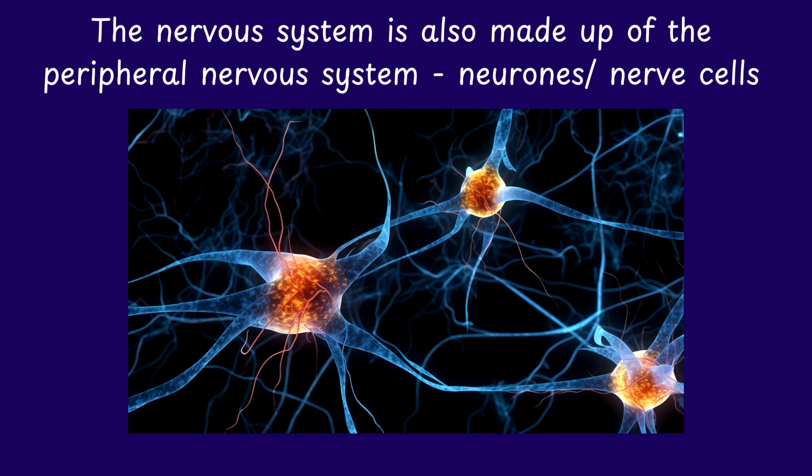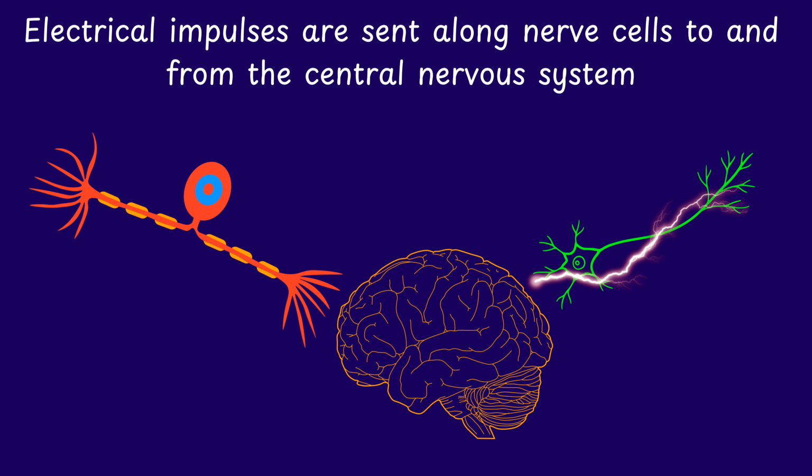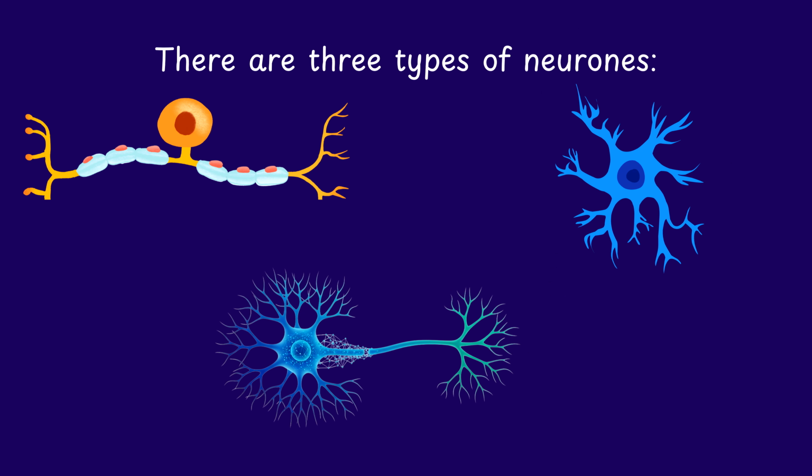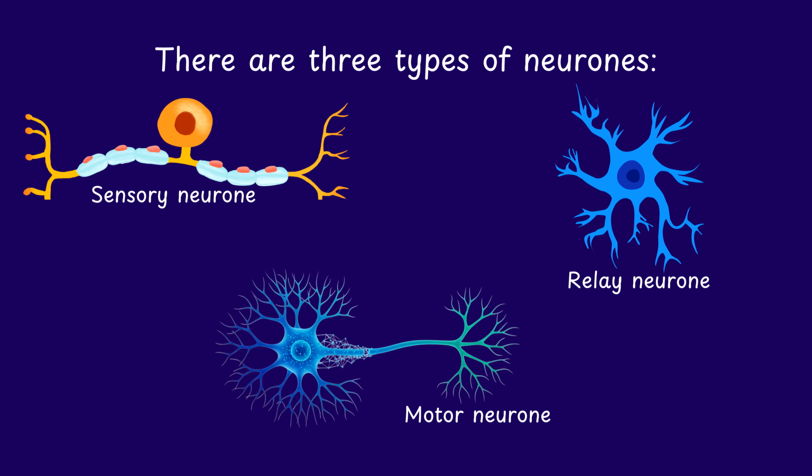The nervous system is also made up of the peripheral nervous system, which consists of neurons, also called nerve cells. Electrical impulses are sent along nerve cells to and from the central nervous system. There are 3 types of neurons that you need to know about, students: 1, the sensory neuron, 2, relay, and 3, the motor neuron.